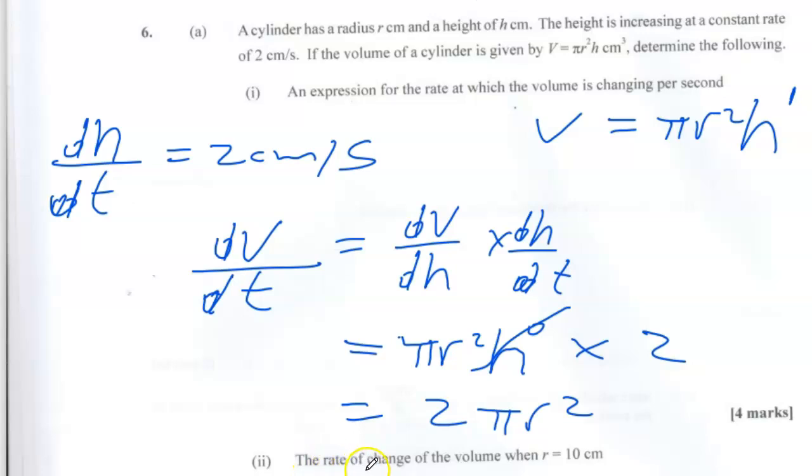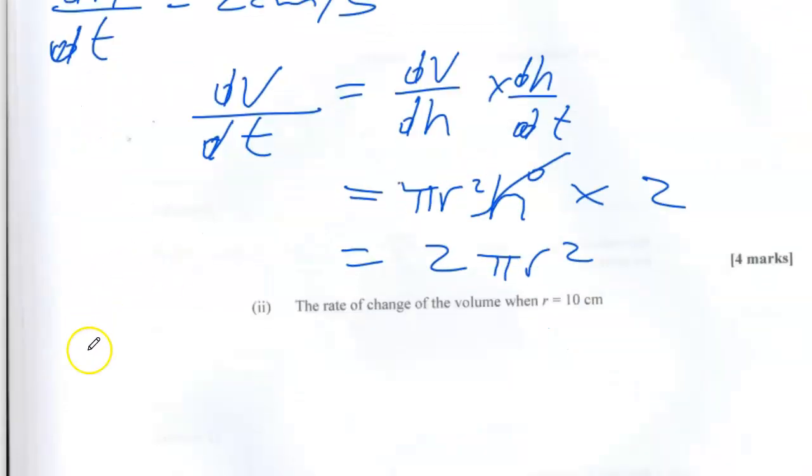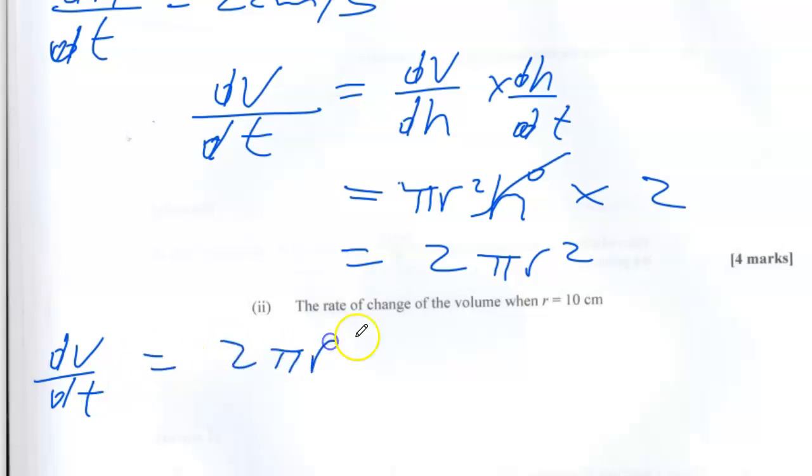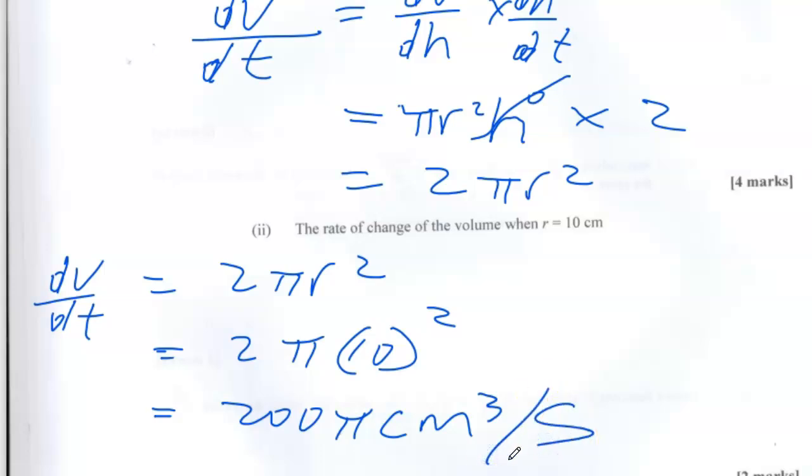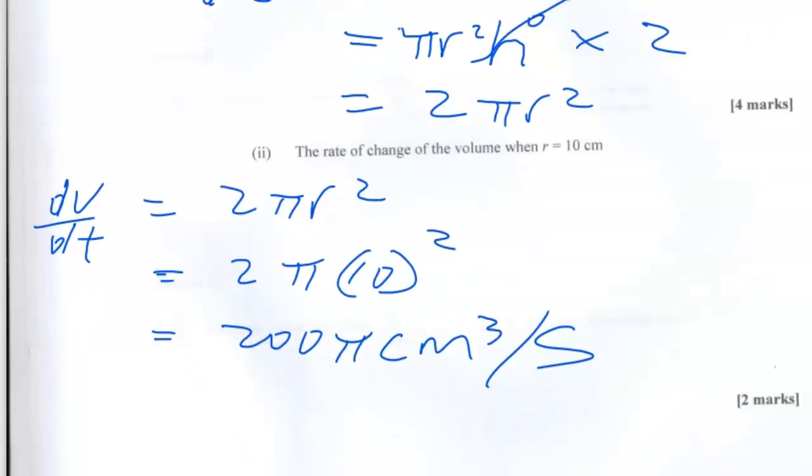So in part 2, the rate of change of the volume when r is 10. The rate of change of the volume is still dv by dt. So remember, dv by dt again is 2 pi r squared. We are told r is 10, so it's 2 pi times 10 squared. So 10 squared is 100, so 100 times 2, that's 200 pi. And the unit for volume is centimeter cubed in this context, and the unit for time is second. So the unit will be cm cubed per second.